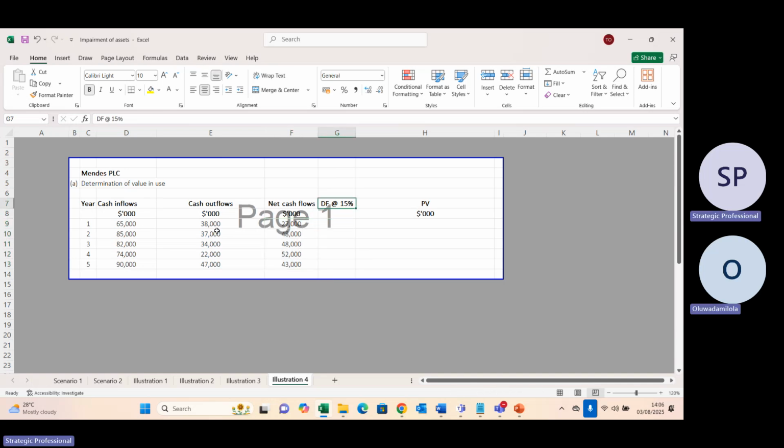Discount factor. So do you know what this discount rate means? Yes, sir, it's not your first time seeing it, right? Okay. So it means 15%, it's a formula. So we are going to use the formula, not 15% of the net cash flow. No, it's this formula. Oh, okay.